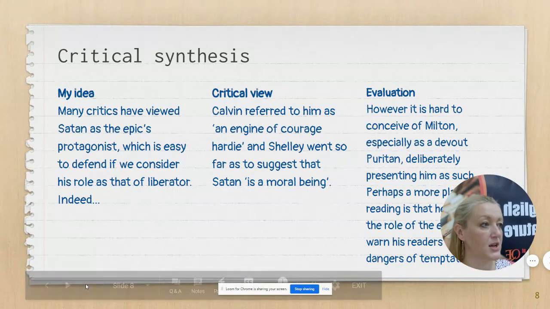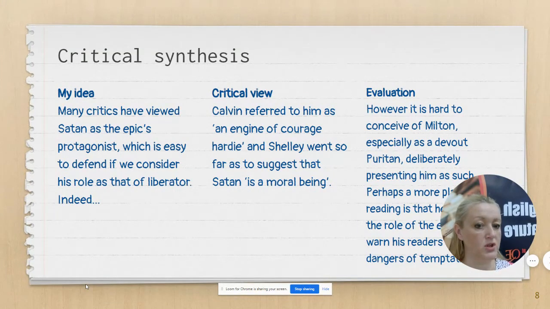Well, I suggest that we use this three-stage approach. You start with your idea: many critics have viewed Satan as the epic's protagonist, which is easy to defend. Here's my AO1, if we consider his role as that of liberator. So there's my AO1 tick. I've put that idea forward. Indeed, Coleridge referred to him as an engine of courage, and Shelley went so far as to suggest that Satan is a moral being. I've underpinned that with a couple of critics.